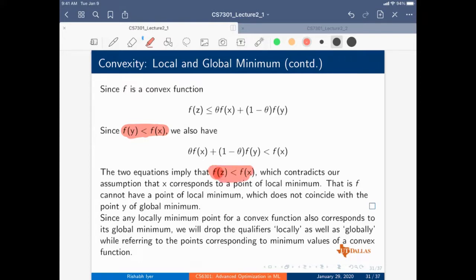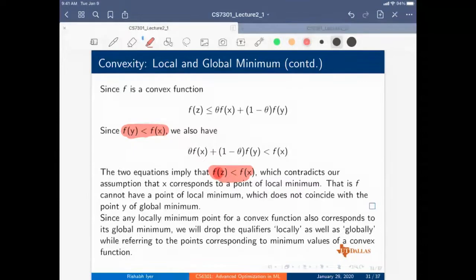So if you recall in the proof, we start with a point z which is in the neighborhood of x, right? Which is going to be greater than or equal to x because it's a global minima, right? And then you derive a set of points by connecting it to y, and finally you achieve that f of z is actually less than or equal to f of x.